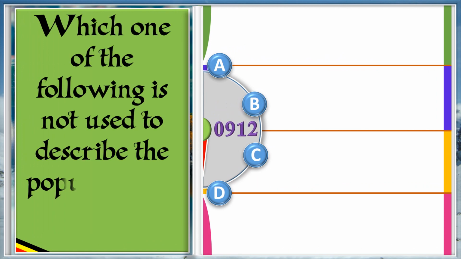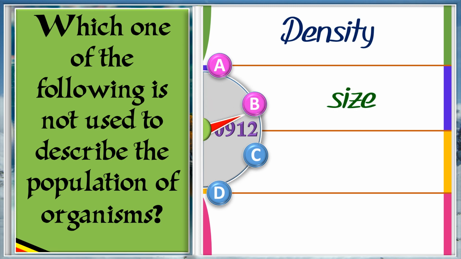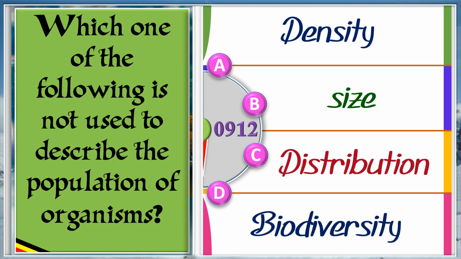Which one of the following is not used to describe the population of organisms? A. Density. B. Size. C. Distribution. D. Biodiversity. And the answer is D. Biodiversity.